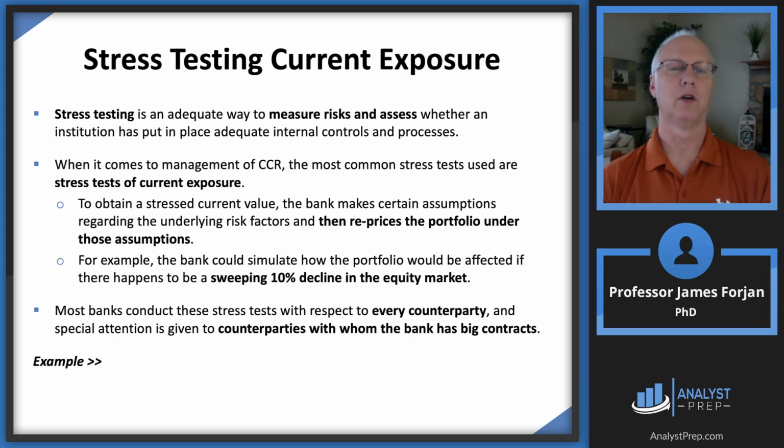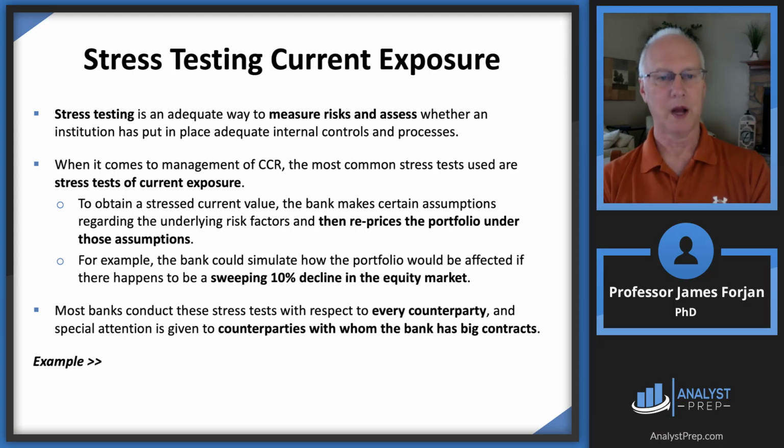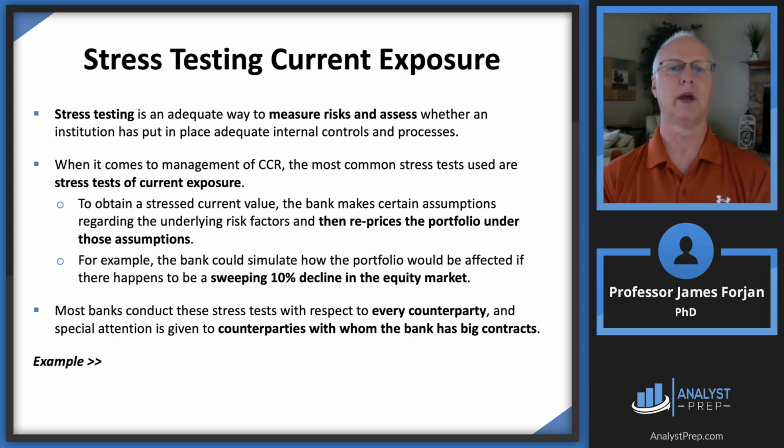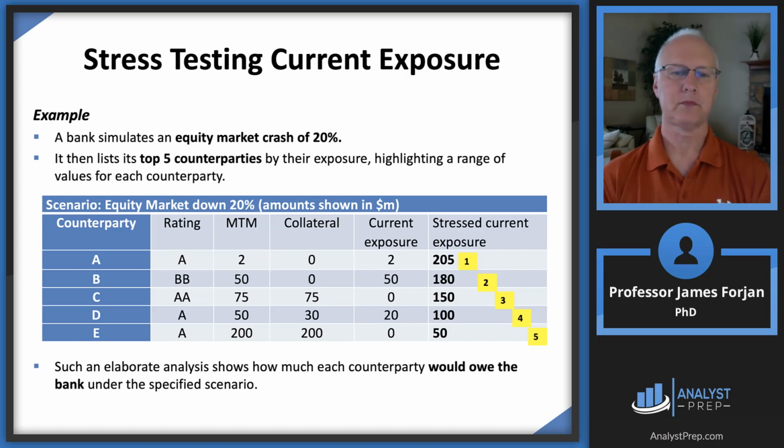Of course, for financial institutions and these derivative arrangements, especially swap contracts, that stress is probably going to be some kind of a change in interest rates, whether it's a spike in interest rates or a dramatic decline in interest rates. But the example that I have in this slide is, let's suppose, there's some big market decline, 10% over the relative short term. How is that going to impact counterparty credit risk? So this is the way that financial institutions will stress test current exposure.